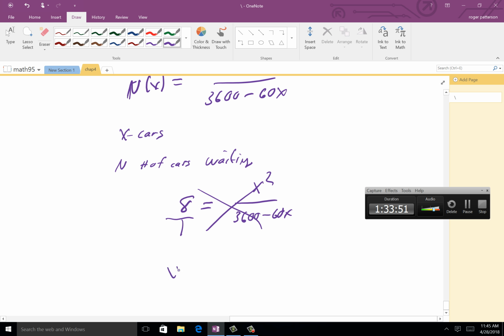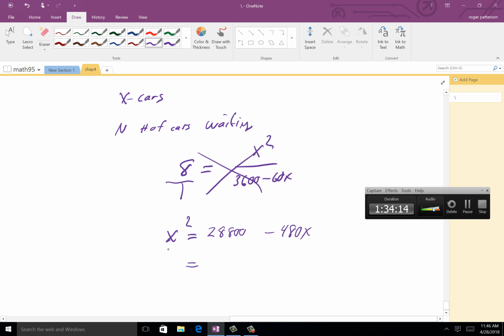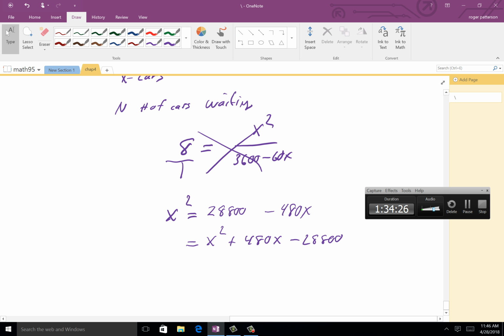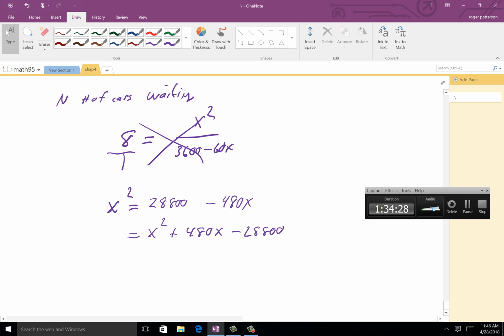Okay, so now we're going to have x squared here. I need 8 times 3600. I don't know what that is. $28,800. Okay, and that should be good. So it's an x squared, so I got to move it over to this. I think I'll move these other things over actually, so I keep the x positive. And now I'd have to factor that. This is going to be fun.